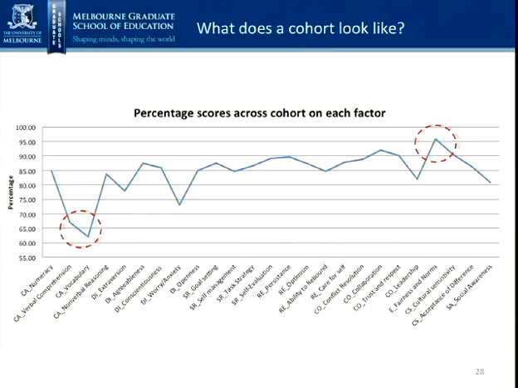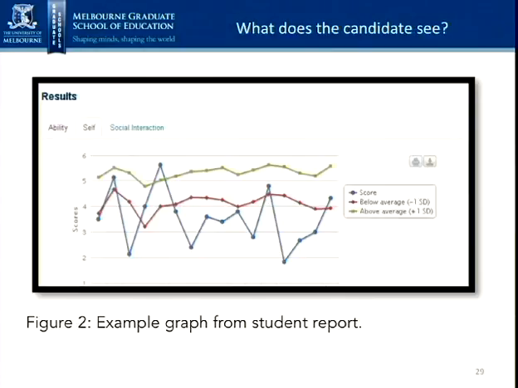What does the candidate receive? So our successful candidates receive a feedback report with the intent that this will assist in their development and their planning. And this is just one aspect of the report. So the blue line is this particular candidate's scores on the scales. And then the red and the green line are the scores that are one standard deviation above and below the mean for that particular cohort that they've been selected into.